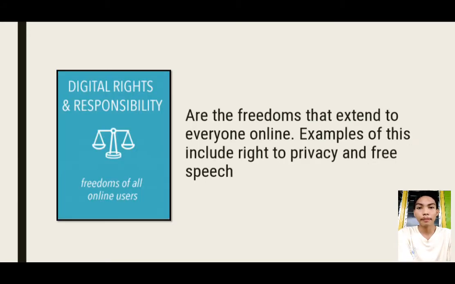Digital rights and responsibilities. They are the freedoms that extend to everyone online. Examples of these include the right to privacy and freedom of speech. The online world has its regulations, and the user has rights and responsibilities. The internet can also be used for harmful purposes, and anyone needs protection against cyberbullying, for instance. Schools should approach this subject in classrooms, hold students accountable for their actions, and also report any misconduct in the virtual environment.